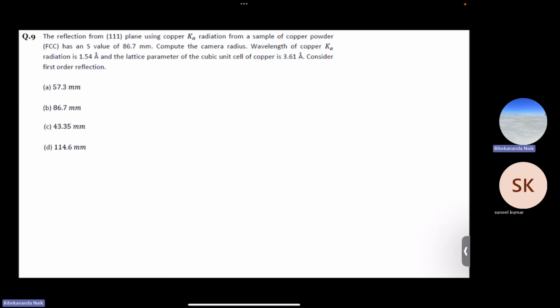The lattice parameter of the unit cell of copper is 3.61 angstrom. Consider the first order reflection. The options are option A 57.3 mm, option B 86.7 mm, option C 43.35 mm, or option D 114.6 mm. So I'll give you a few minutes to try this question and then we will discuss.